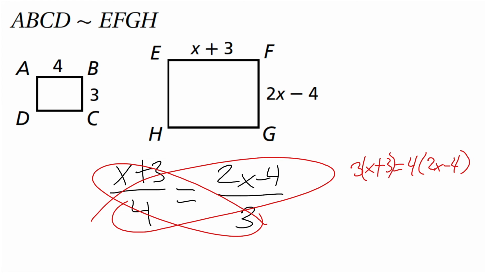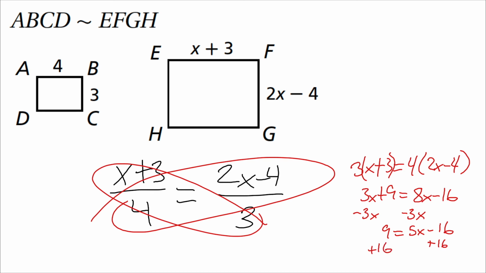So what do we get from there? We get 3x plus 9 equals 8x minus 16. Subtract 3x. 9 equals 5x minus 16. Add 16. At which point we get 25 equals 5x. When we divide by 5, x is going to equal 5. Plugging that in, this is 8 and this would be 6, meaning that the ratio is also 1 to 2 or 2 to 1.